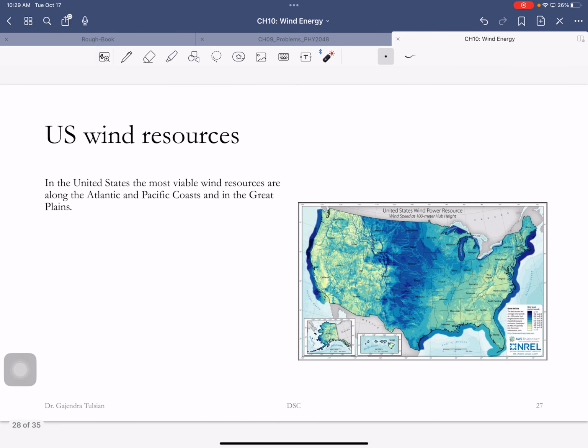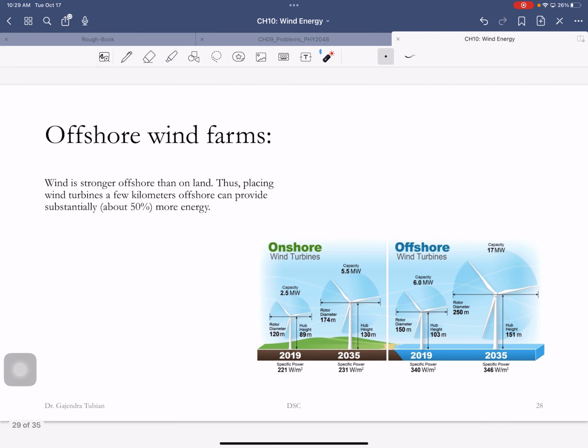Thank you. All right, so the good sources of wind energy in the U.S. Okay. So here's onshore versus offshore. Placing wind turbines a few kilometers offshore can provide about 50% more energy from the same turbine. So you put it onshore versus offshore, here you're producing $100 worth of electricity versus $150 worth of electricity.